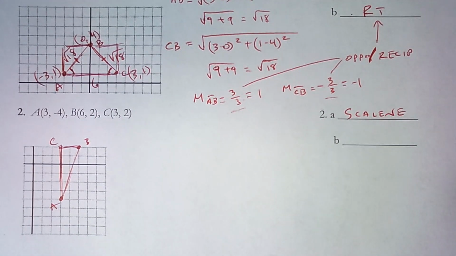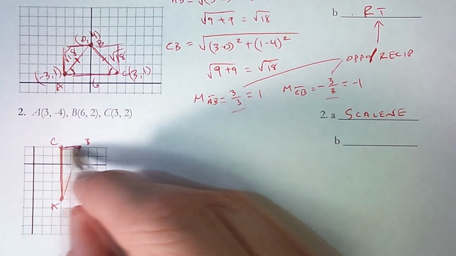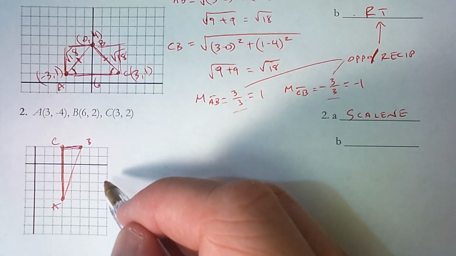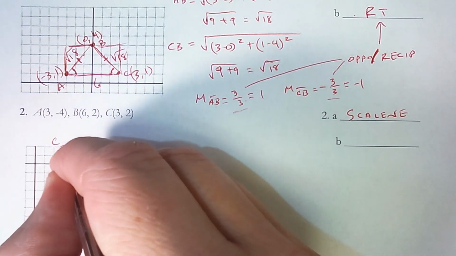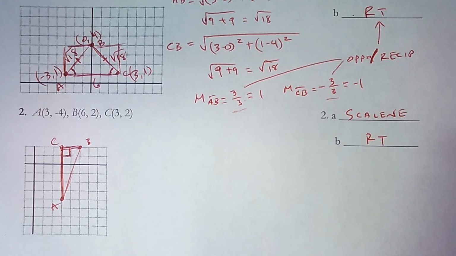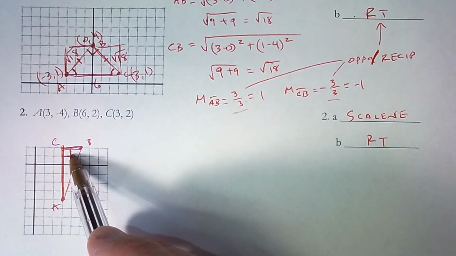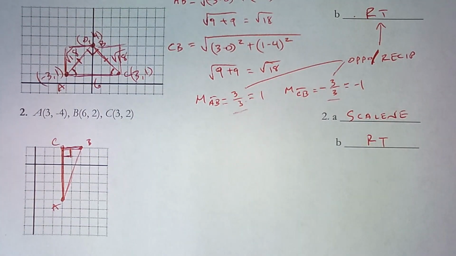Okay, now, is it a right triangle? I've got a vertical line and a horizontal line, and vertical and horizontal lines are always perpendicular. So there's my right angle. It is right. Okay, so up here I had a right angle here, so it's a right. Here I've got a right angle here, so it's a right.